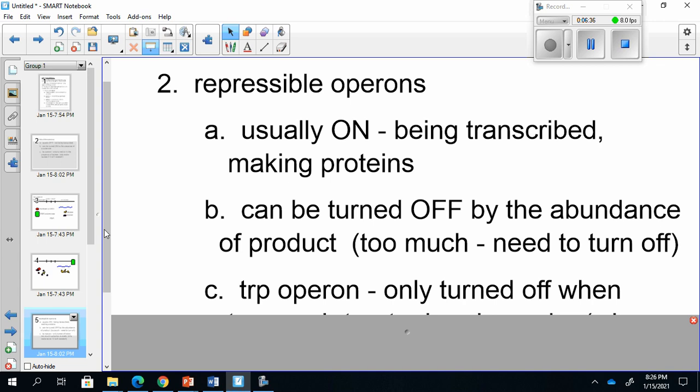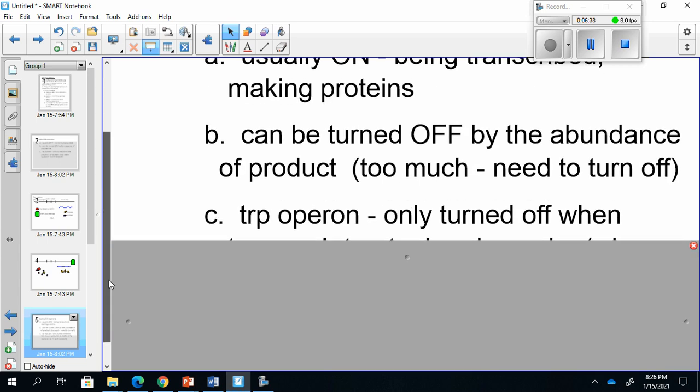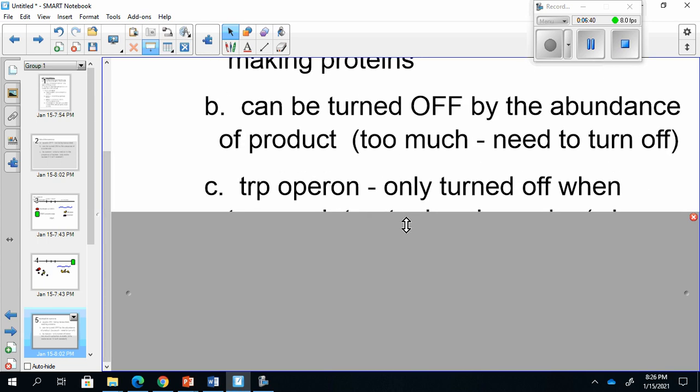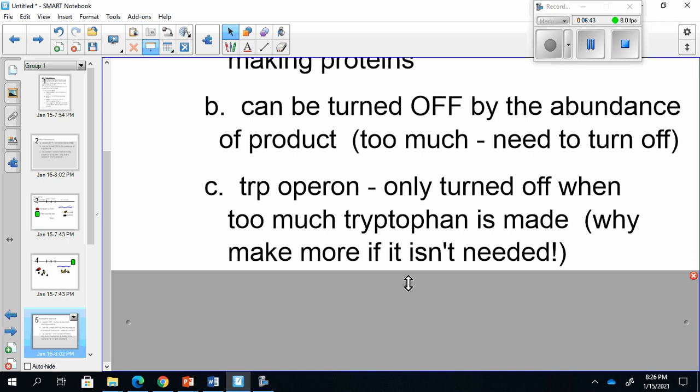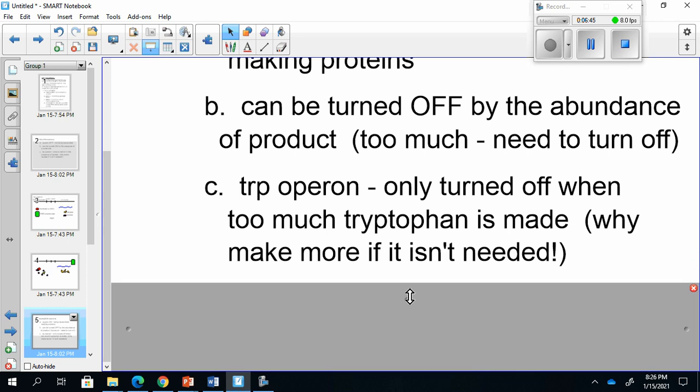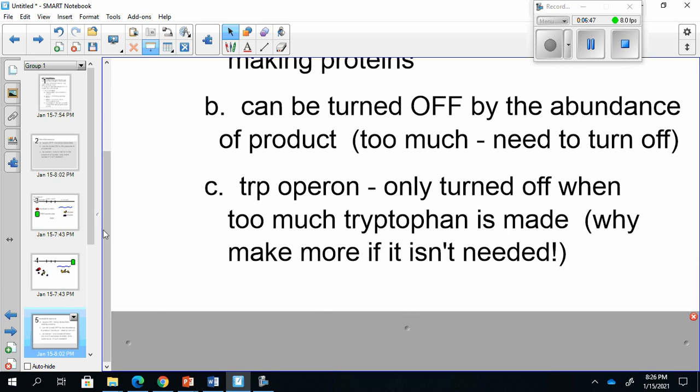So a good example of this is the trp operon. Trp stands for tryptophan. It is only turned off when too much tryptophan is made. Why make more if you don't need it? So let me show you what that looks like.